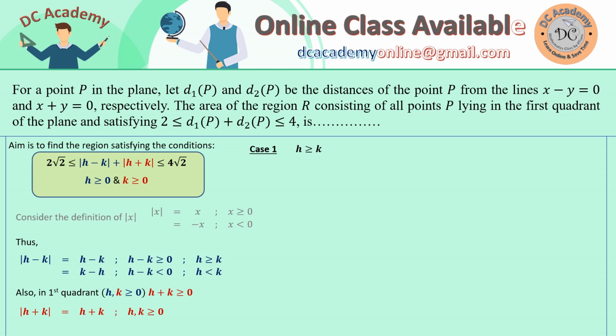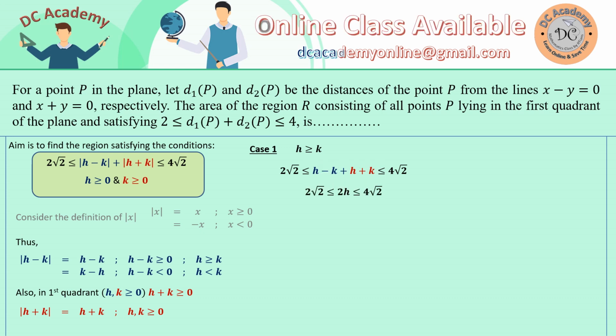So first we consider case 1 where h is greater than or equal to k, and try to find the values of the function, that is mod of h minus k and mod of h plus k. So here mod of h minus k will be replaced by h minus k, and h plus k is always h plus k. See that k is cancelled from both sides. So therefore 2h lies between 2 root 2 and 4 root 2. Dividing both sides, it will be root 2 and 2 root 2.